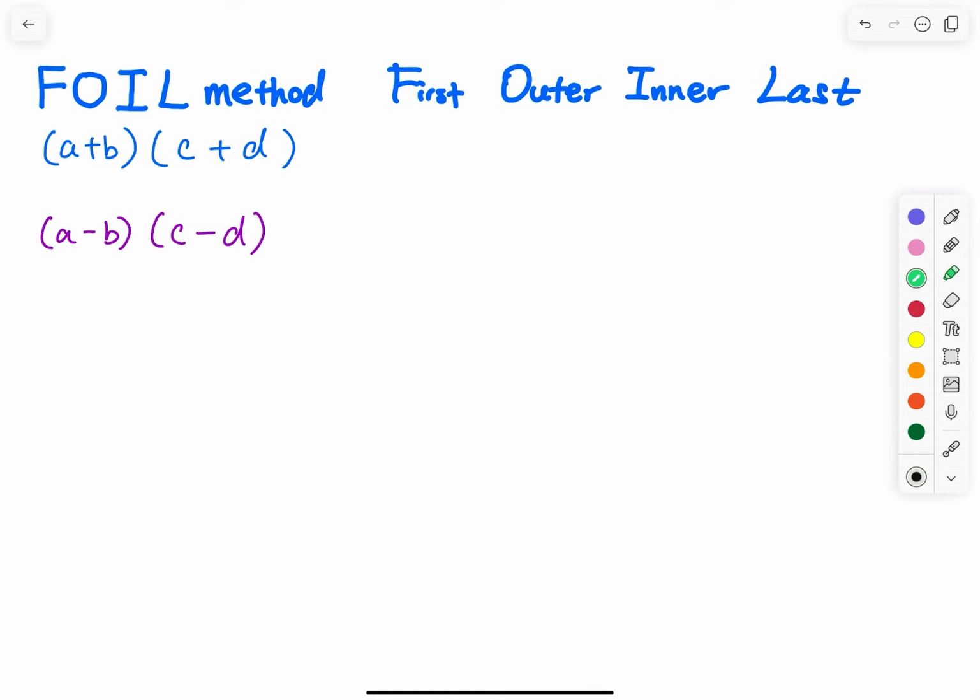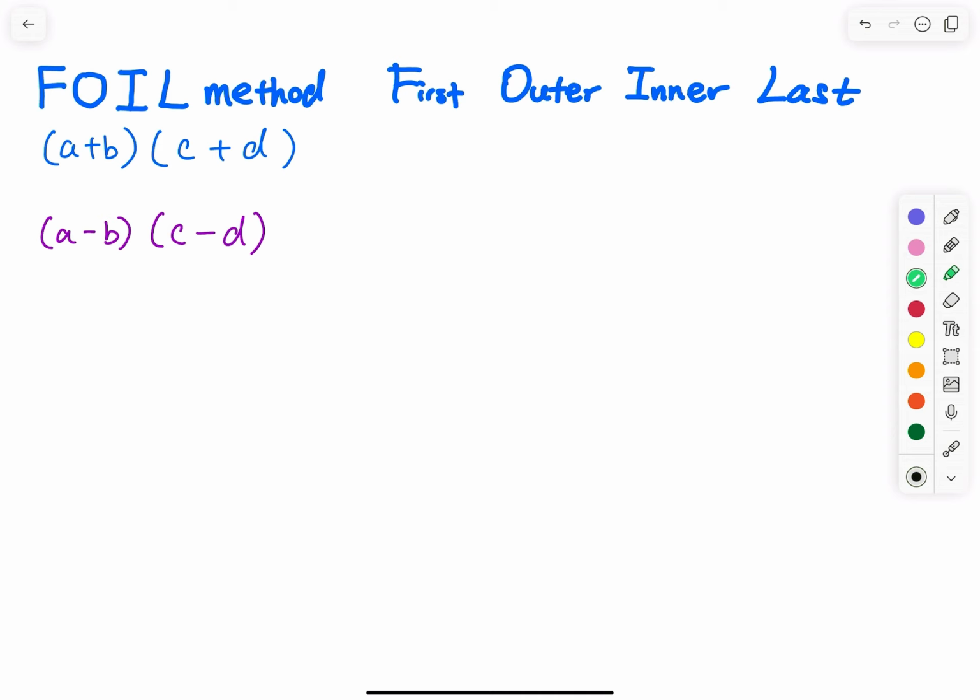Let's talk about the FOIL method for multiplying polynomials. The F stands for first, the O is outer, the I is inner, and the L is last. How's that work? Very simple. So let's say I have (A plus B) multiplied by (C plus D).